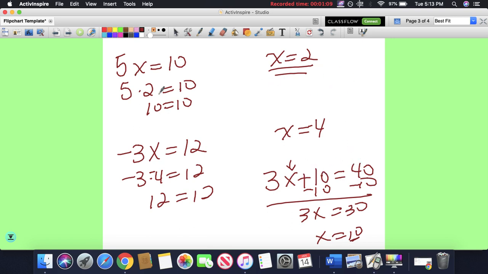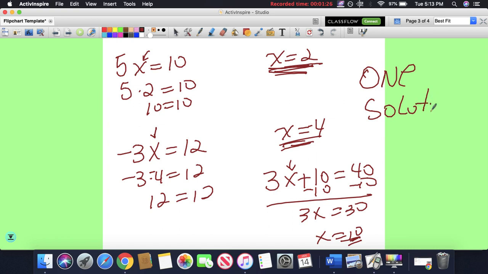So all these equations have something in common. They all have one single solution, right? X, whatever the variable is, has to be that particular number. In this case, 2 for this equation, 4 for the next, and 10 for the bottom one. They all have one unique solution that makes that equation true. And this you're very comfortable with.